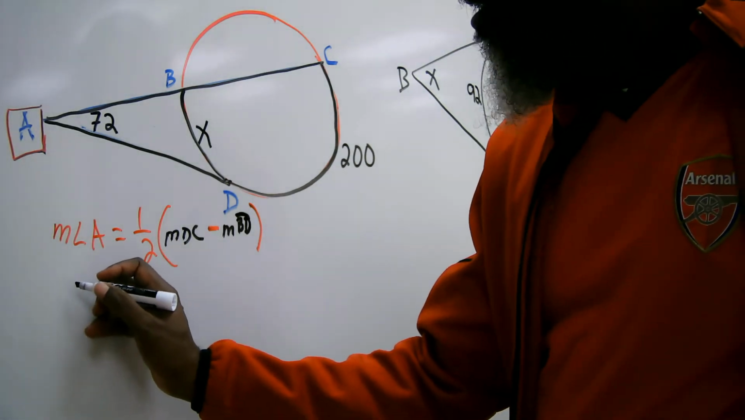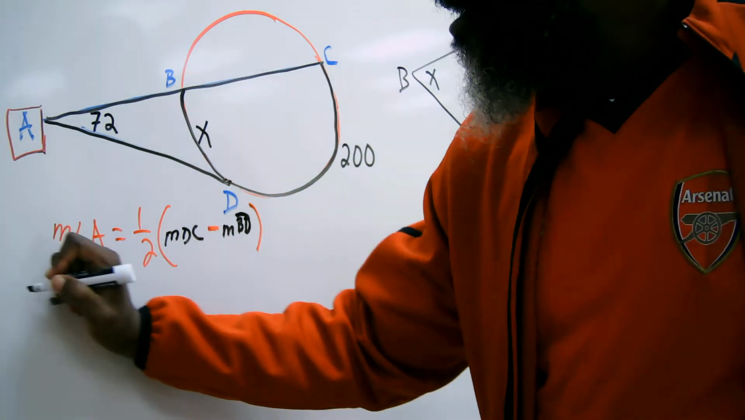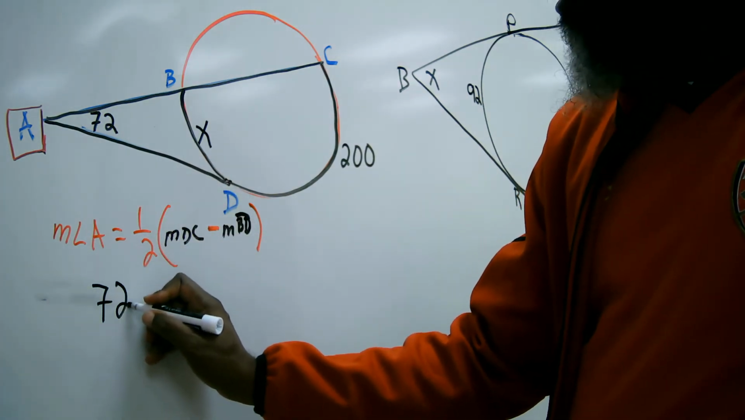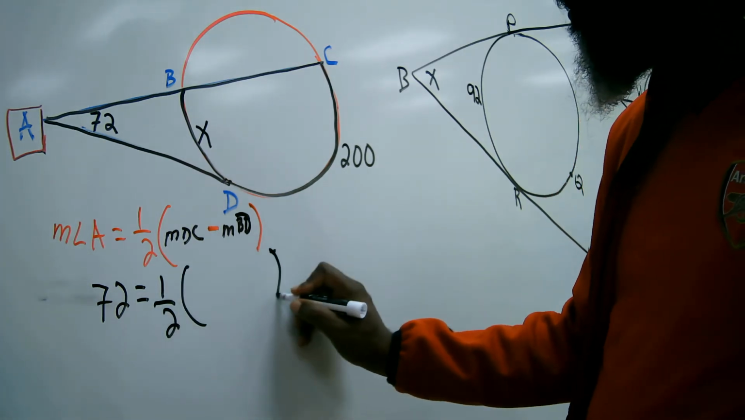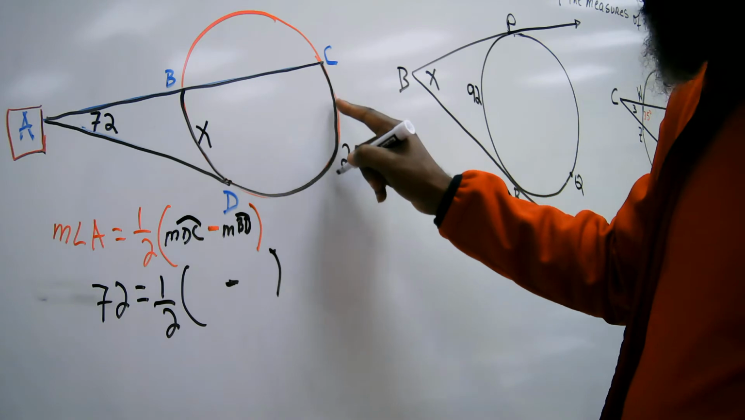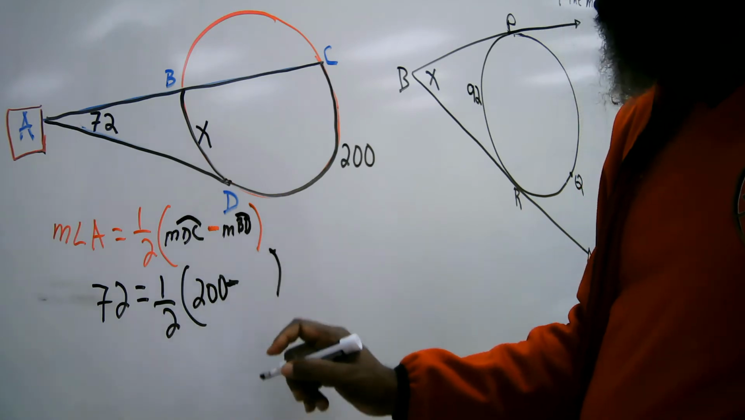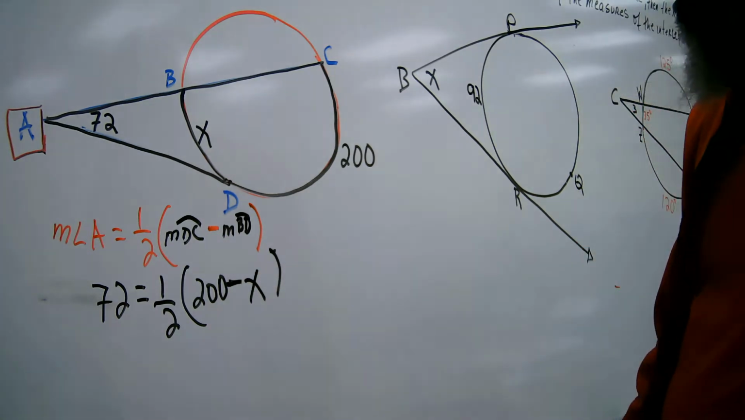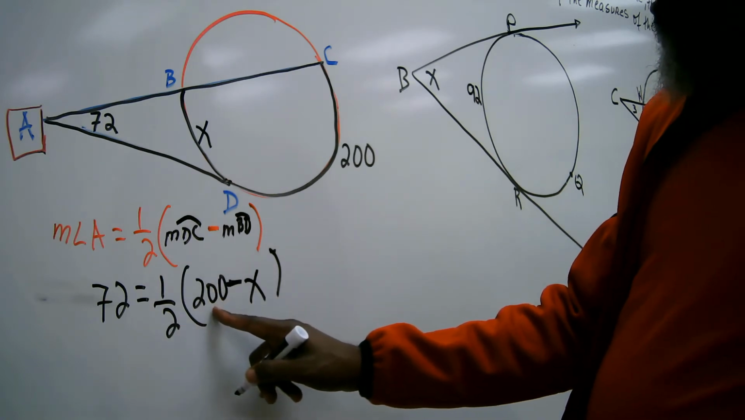So this is the formula. In this case, we know what the measure of angle A is, so we're going to replace it. The measure of angle A is 72, equal to 1/2 the difference, meaning subtraction. The measure of arc DC is 200, minus arc BD, which in this case is x. So that is your equation: 72 equals 1/2 times the quantity 200 minus x.